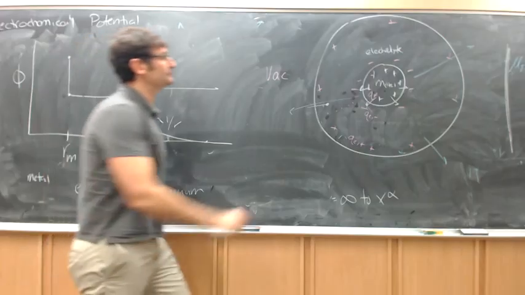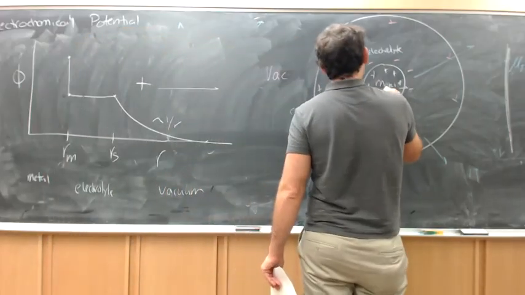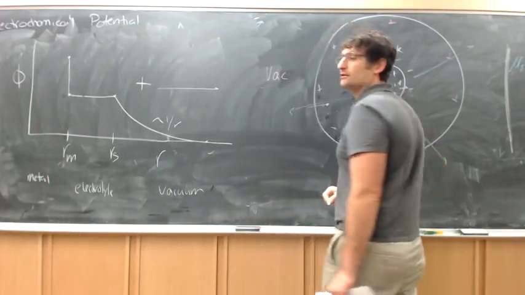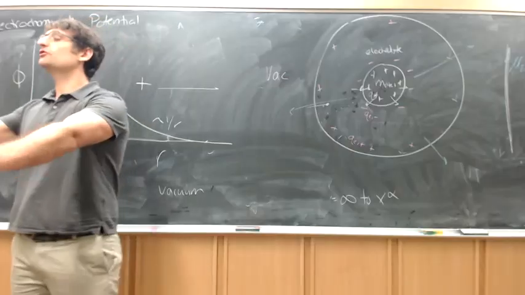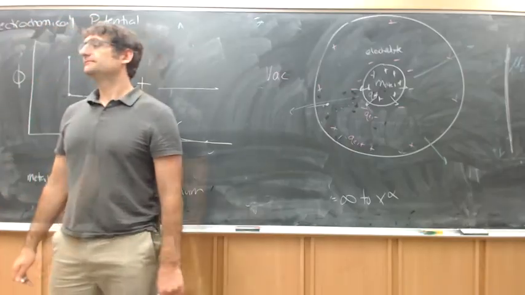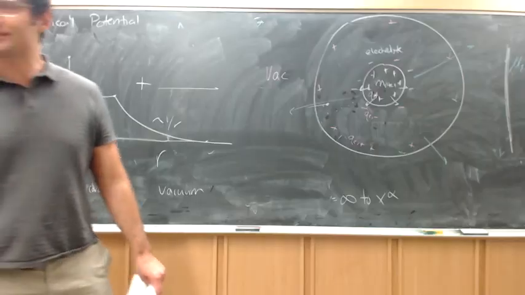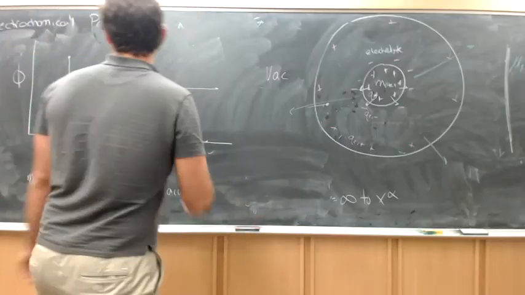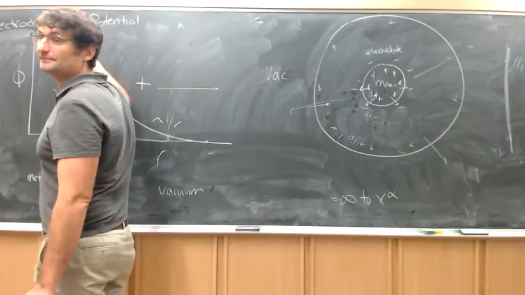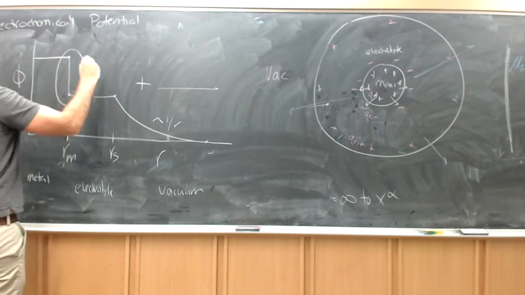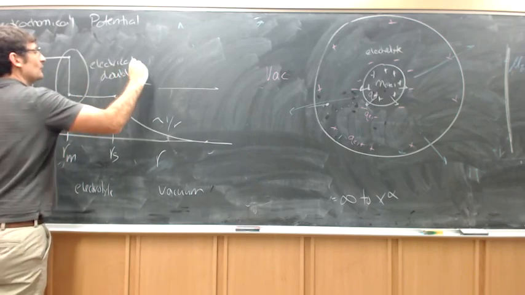Now you're in the metal. Are you happy here? Are you going to be pushed anywhere? What's going to happen? You're a test charge, an imaginary charge. What are you going to feel? Is somebody pushing you towards the center? There should be no force. No charge. So the potential should be what? Constant. This is the electrical double layer that we've talked about before.